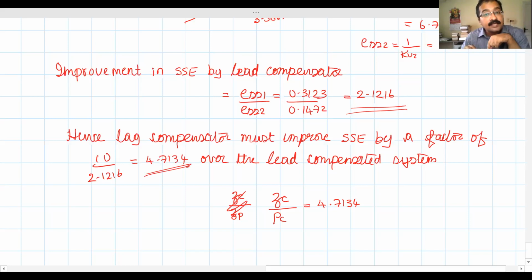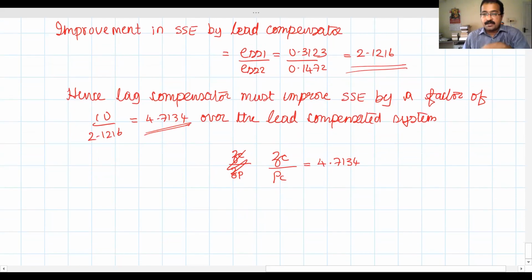So who has to give that? The lag compensator has to give. So that means the ratio of the lag compensator zero to lag compensator pole must be 4.7134. Right? Now we can arbitrarily choose where the pole should be. So keep in mind, lag compensator is an approximation to a PI compensator. In the case of a PI compensator, we had a pole at the origin. So we choose a value as close as possible to the origin.